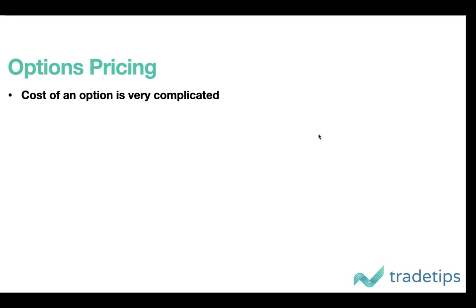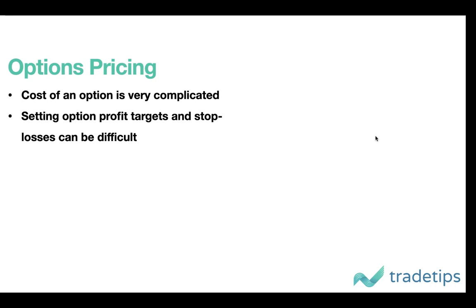Getting the price of the options is quite complicated. They use a very complicated pricing model with derivatives and a whole bunch of crazy calculus, and that makes setting option profit targets and stop losses very difficult. That's why we'll usually just look at the stock itself and watch it in order to tell you guys when it's appropriate to take your profit or leave.